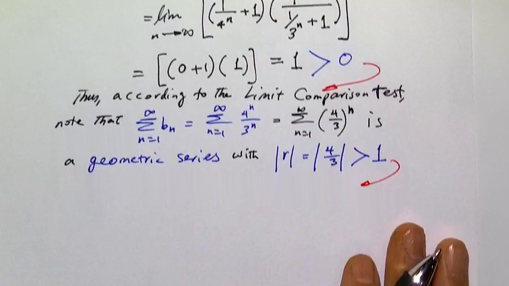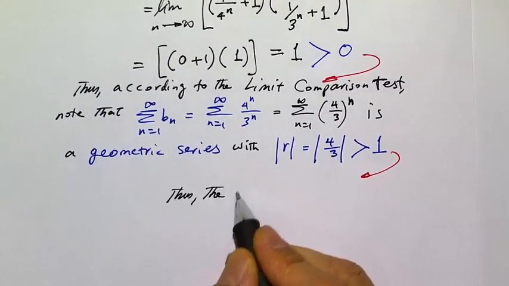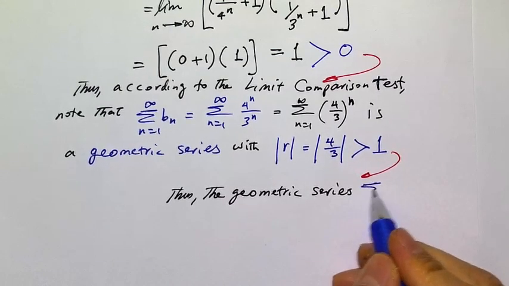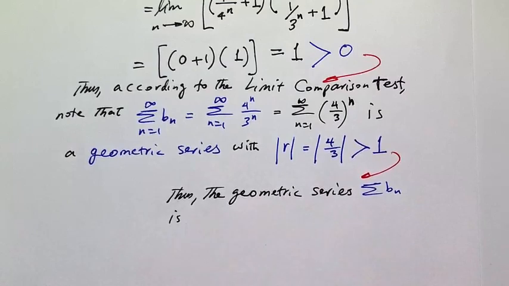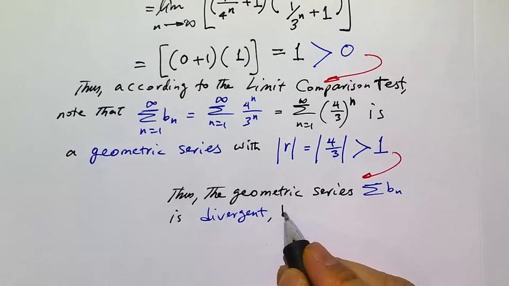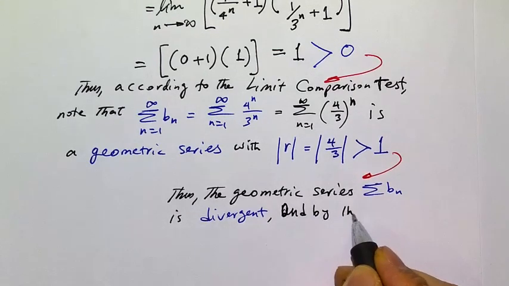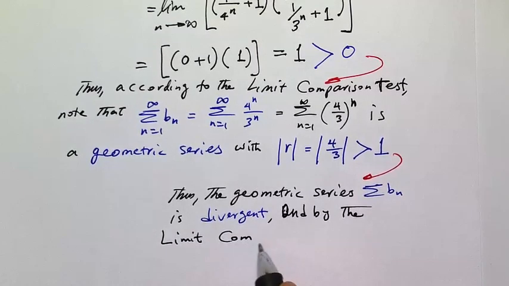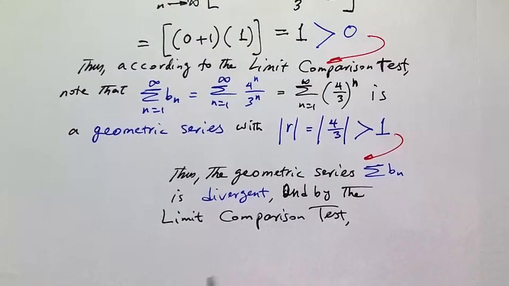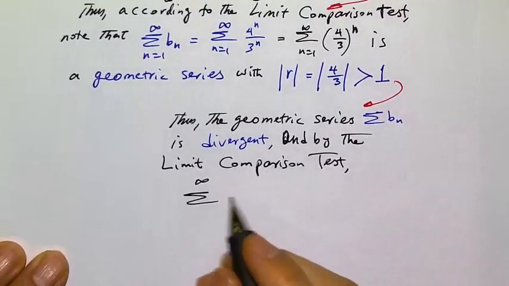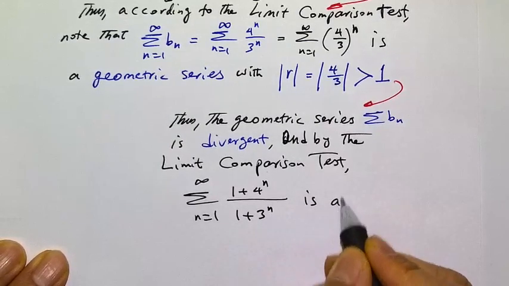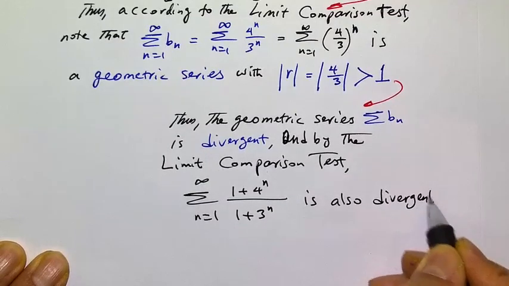So thus, this one, which is what we picked, is divergent, I should say, and by the limit comparison test, this one that we were testing is also divergent. Okay.